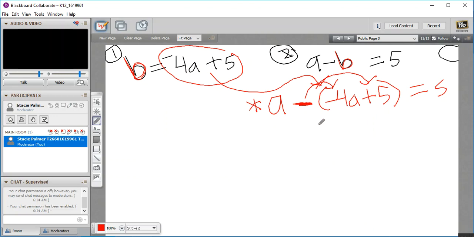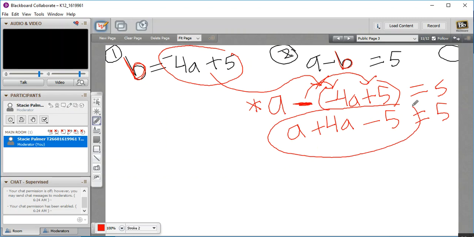So negative times negative 4a is positive 4a. Negative times 5 is a negative 5. And then we still have our a, we still have our equal to 5. From there, we can simplify this left side. We can combine these two terms. A plus 4a is 5a. So 5 times a minus 5 equals 5.